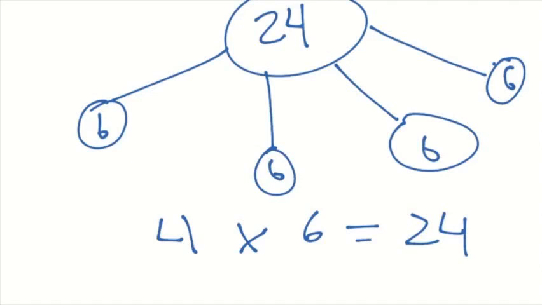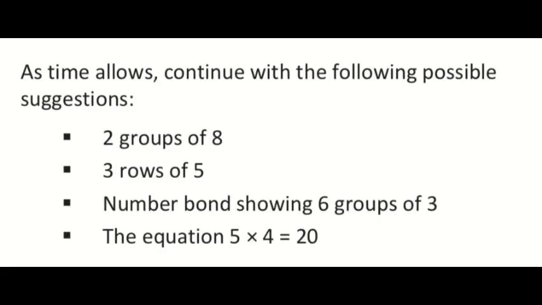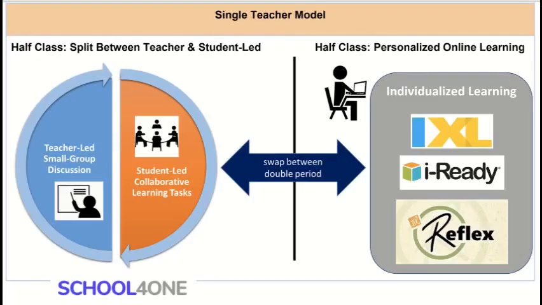All of that should take roughly 10 minutes, and then you can have them do the other activities in the lessons, such as 2 groups of 8, 3 rows of 5, number bond showing 3 groups of 3, and the equation 5 times 4 equals 20. Now, what will students in the collaborative-led learning station do during this time?